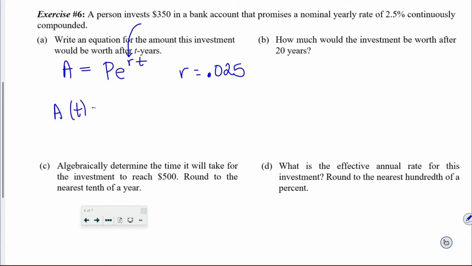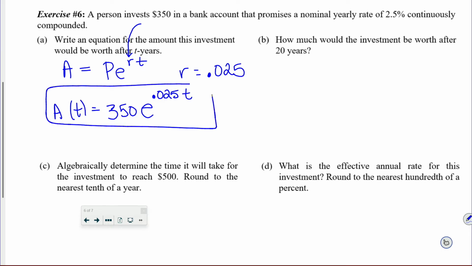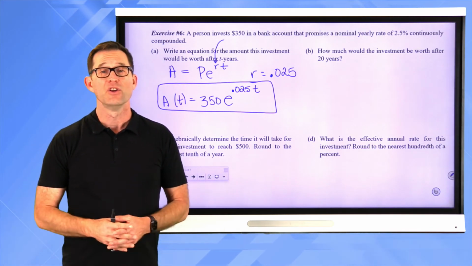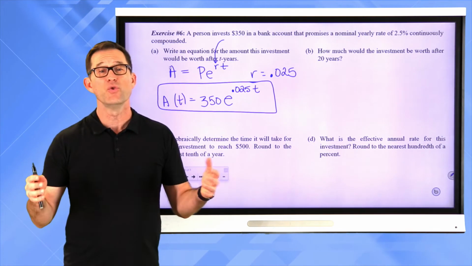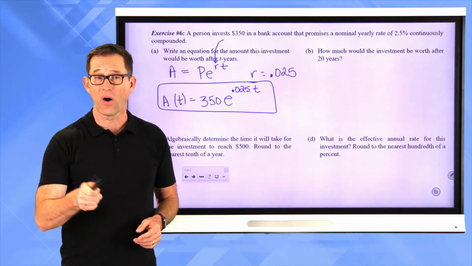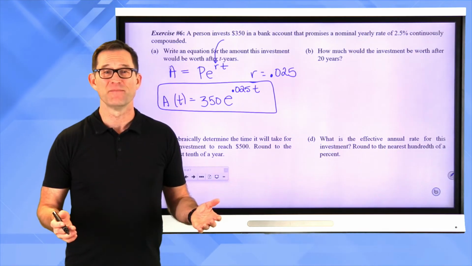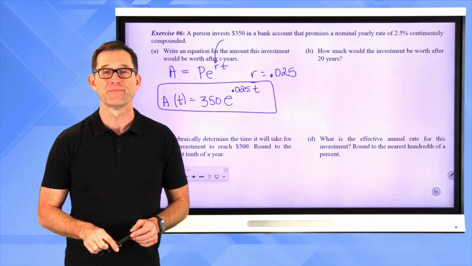So the amount is going to be $350 times e to the 0.025t. If you put a 1 in front of that 0.025, if you have 1.025 to the t, oh man, you're getting 102.5% interest, which is awesome, but no bank is going to give you that. It just isn't going to happen. All right, let's take a look at B.